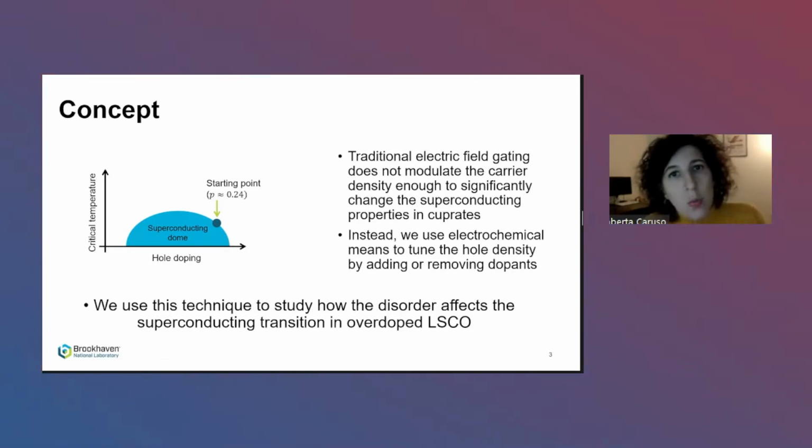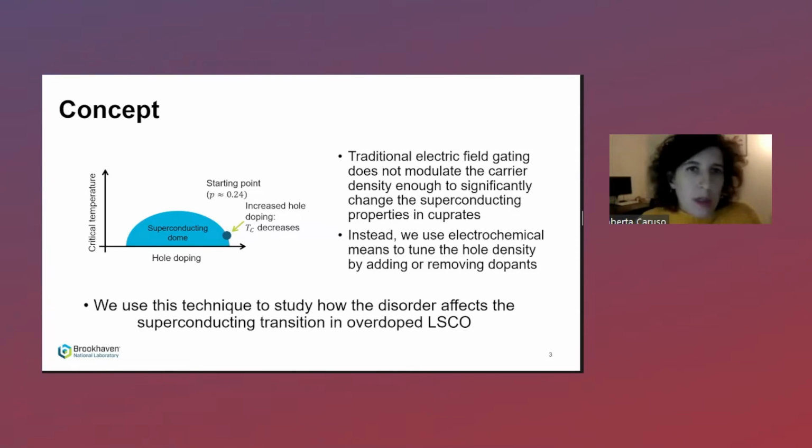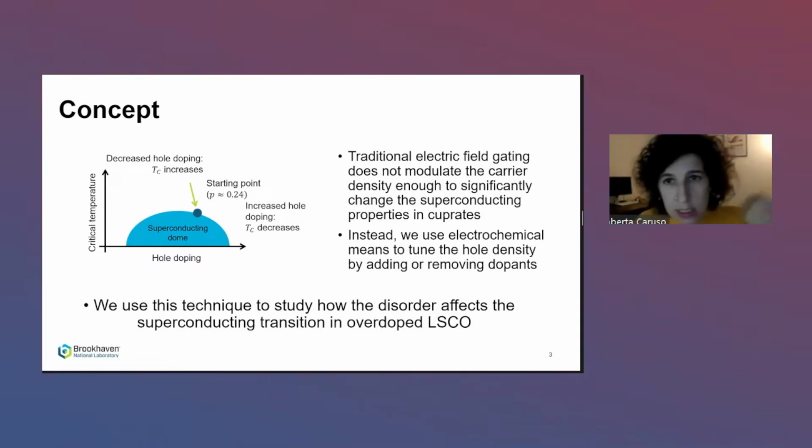So what we do is use electrochemical means to tune the hole density by adding or removing dopants. In this specific experiment, we start with a certain doping in the overdoped regime. Then we increase the hole doping to observe a decrease in Tc, and then we reverse the process and decrease the hole doping to see an increase in Tc. This technique allows us to study how the disorder is affecting the superconducting transition in overdoped LSCO.